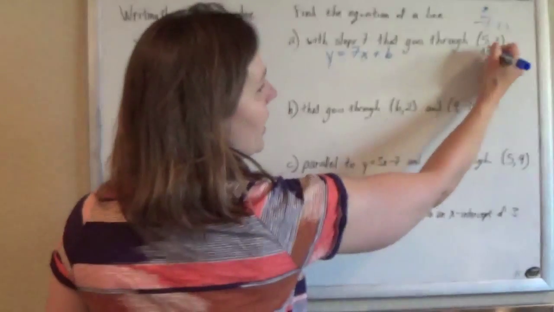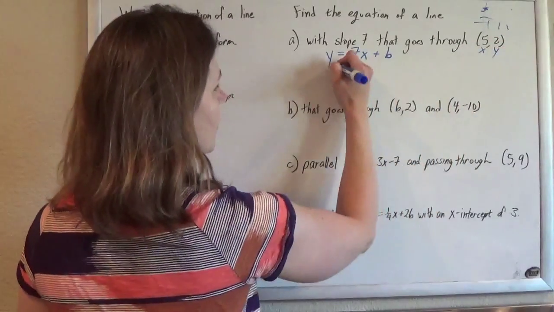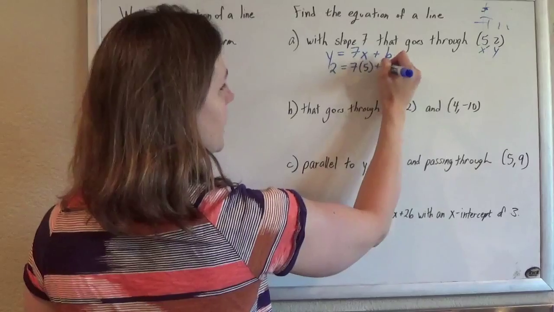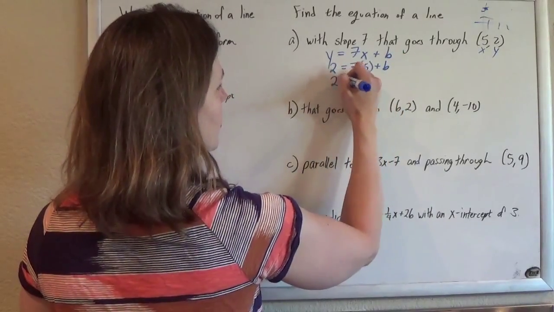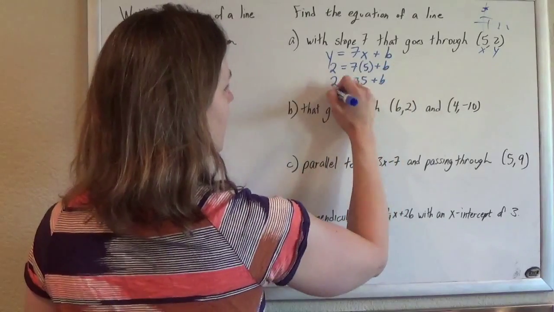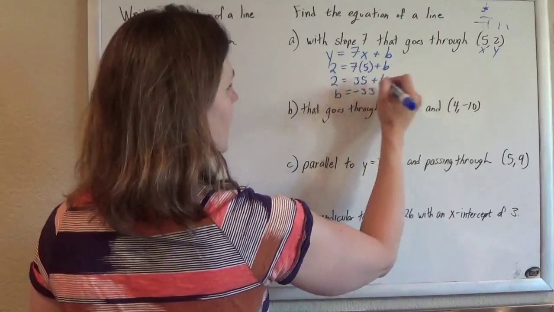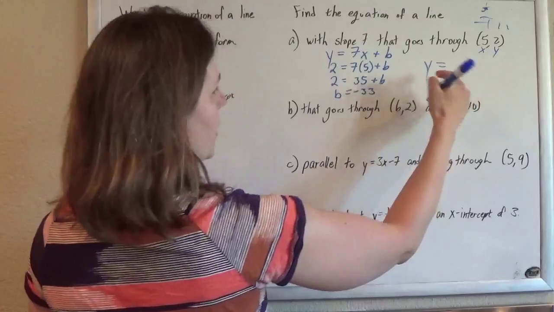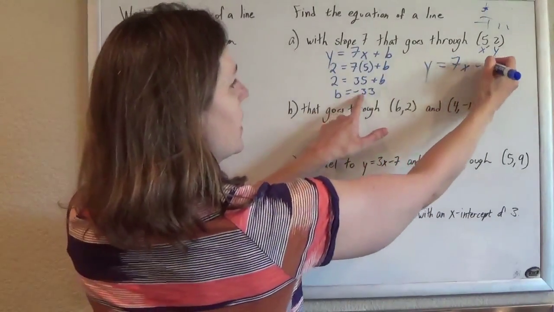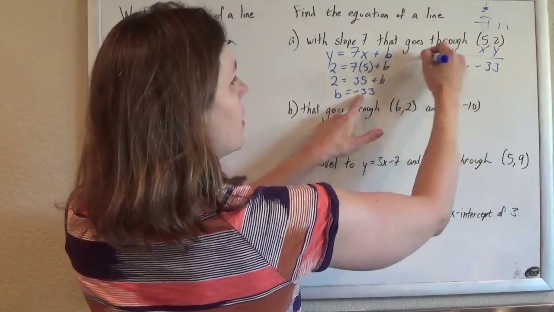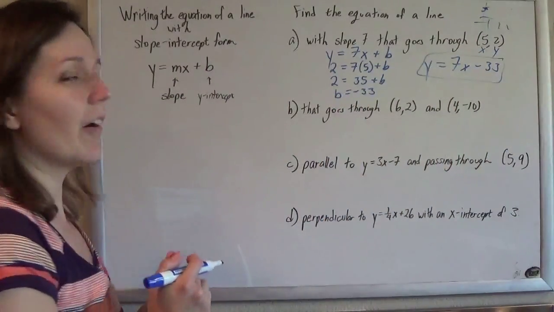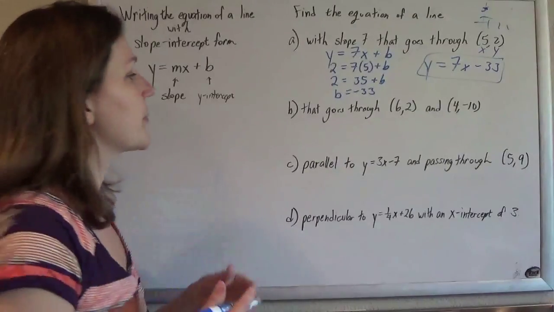So this is saying when x is 5, y is 2. So 2 will equal 7 times 5 plus b. So 2 will equal 35 plus b. So b will be negative 33. So your equation will be y equals m, which is 7x, plus b, which is negative 33. So 7x minus 33, which is the same answer I got before. Awesome. Let's do it again.